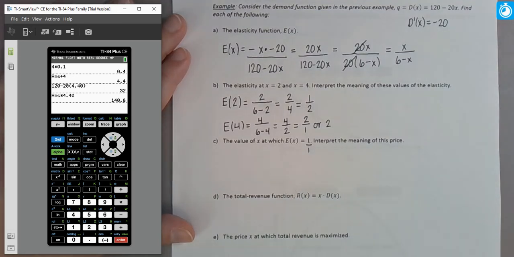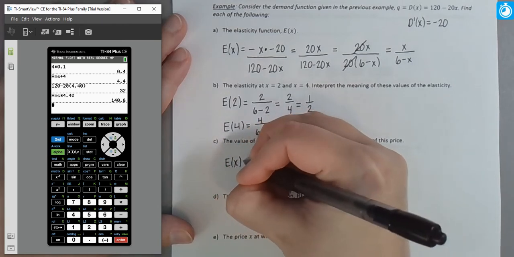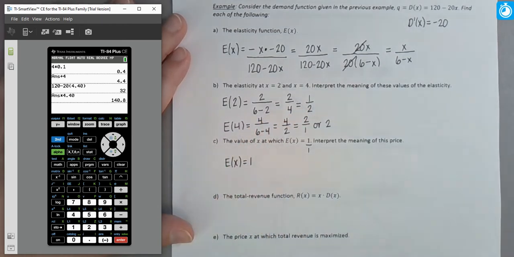Well, where does that occur? What is the value of X? What is the price that would result in us balancing our pricing changes and the quantity demanded that we expect based on that change? So we want to know what value of X would make our elasticity equal to 1.